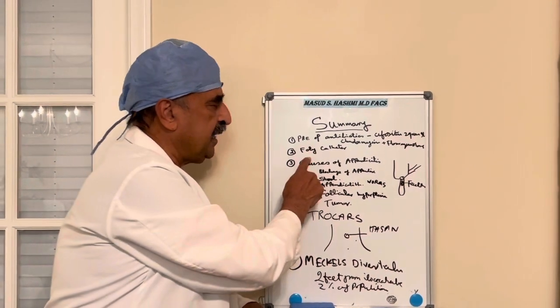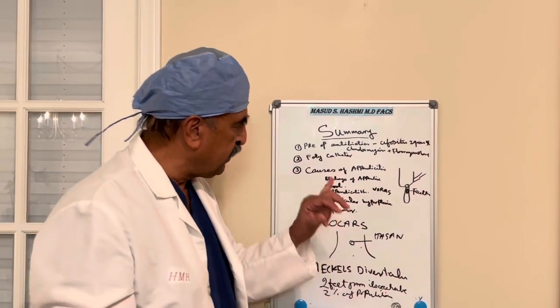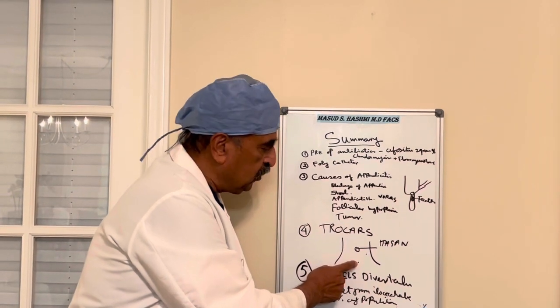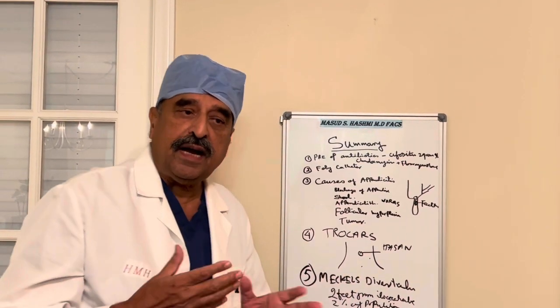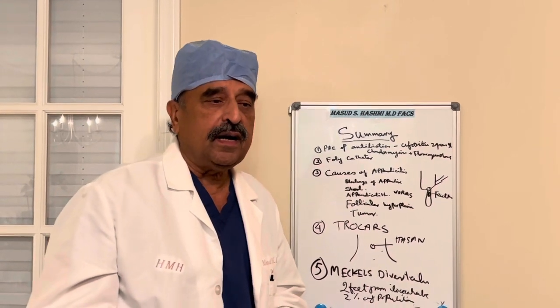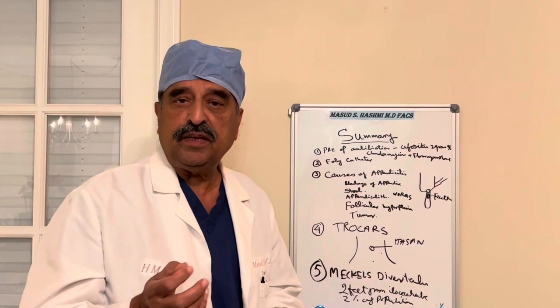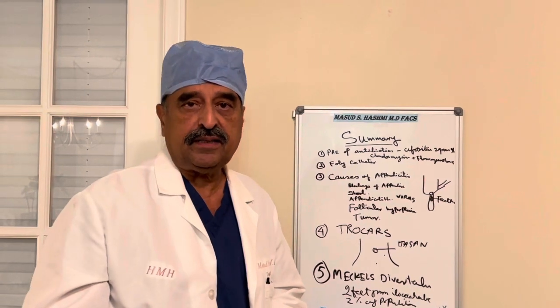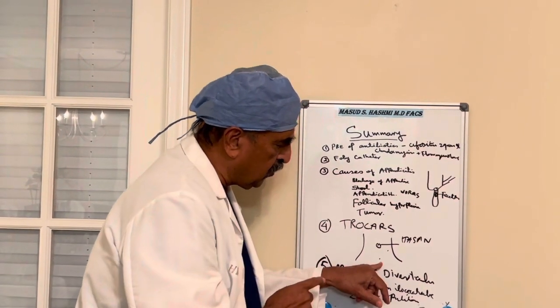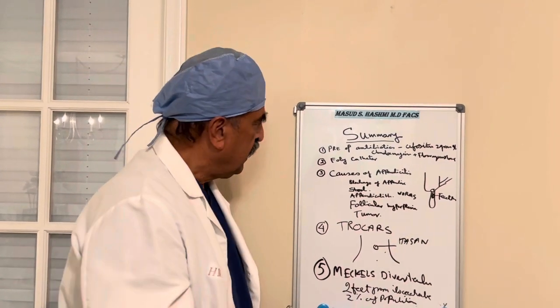Then Foley catheter. For appendicitis, this trocar, which is suprapubic, can hit the bladder. So I usually tell the patient to go to the bathroom for urination, or if they can't, then we put a Foley catheter in to drain the bladder, so we don't hit the bladder with the trocar.